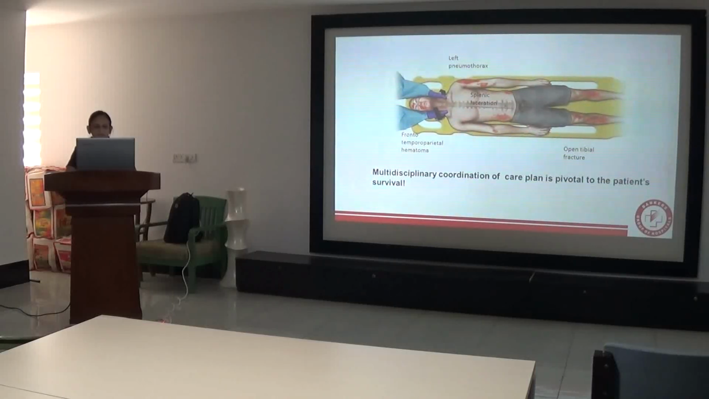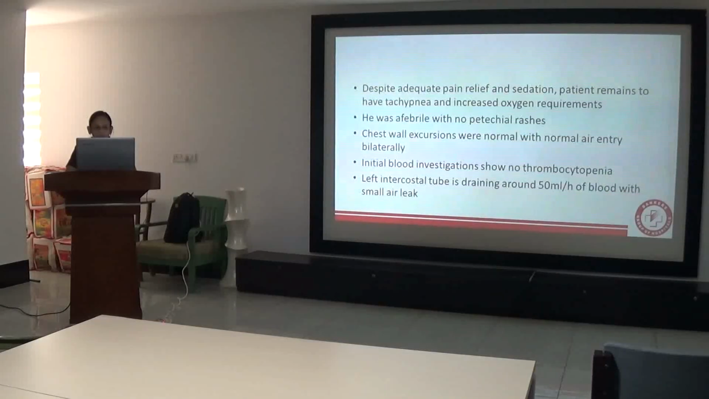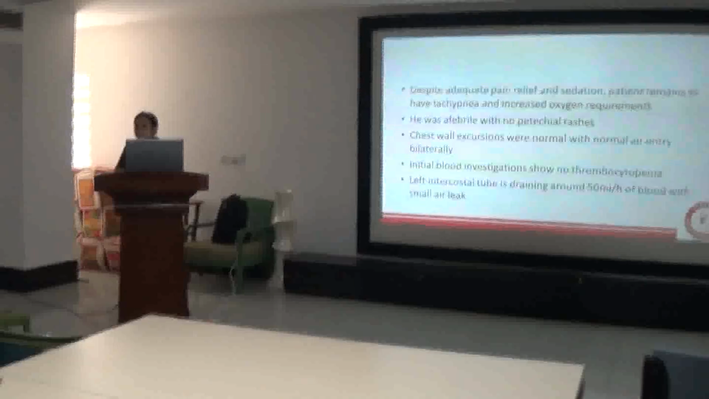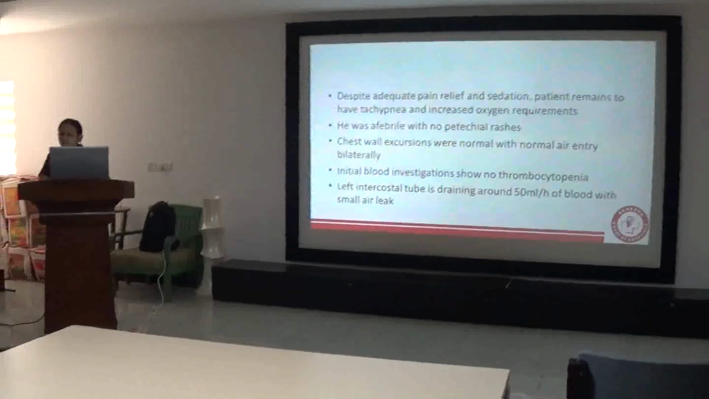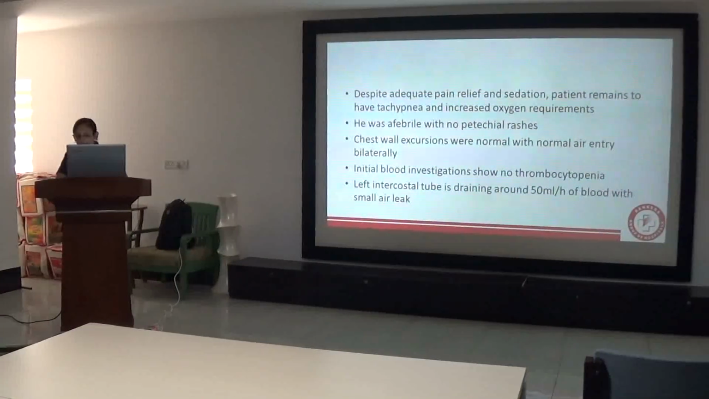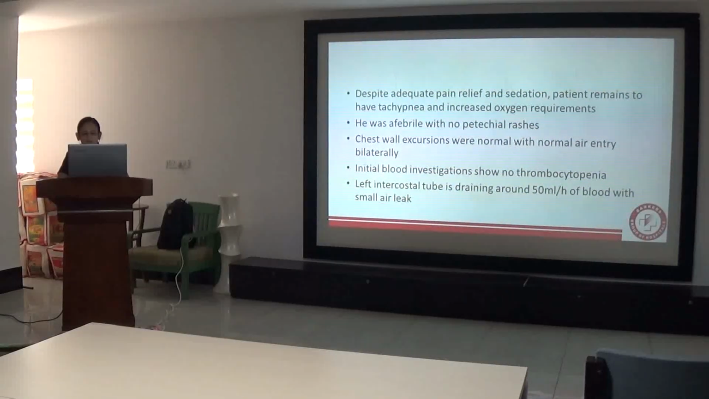Now, these were the injuries that guy sustained: frontotemporal hematoma, splenic laceration grade 1, left pneumothorax, and there was an open tibial fracture. Okay. So despite the adequate pain relief sedation, patient remained to have tachypnea and was hypoxic. Oxygen requirement FiO2 उनका बढ़ता चला जा रहा था. Okay. So he was afebrile. There were no petechial rashes.